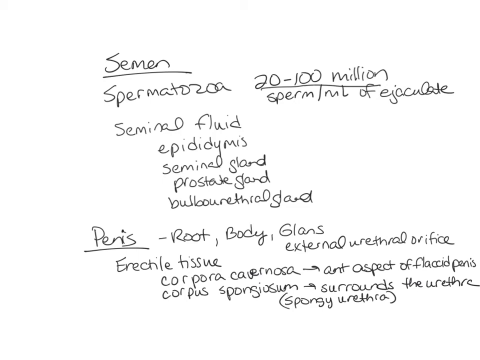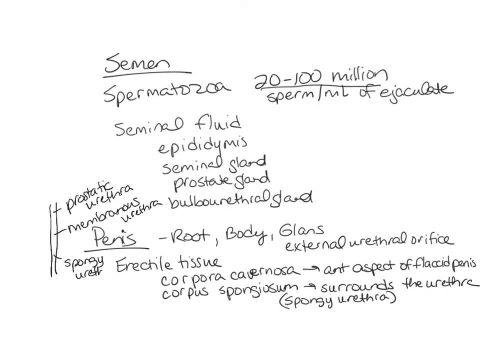There's three parts to the urethra. The first part is called the prostatic urethra, and that's where the urethra goes through the prostate gland. Then there's the membranous urethra. That's the part of the urethra between the prostatic urethra and the spongy urethra. And then there's the spongy urethra, and the spongy urethra is in the penis. And then that ends at the external urethral orifice.